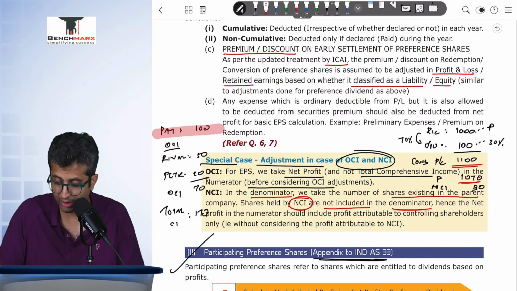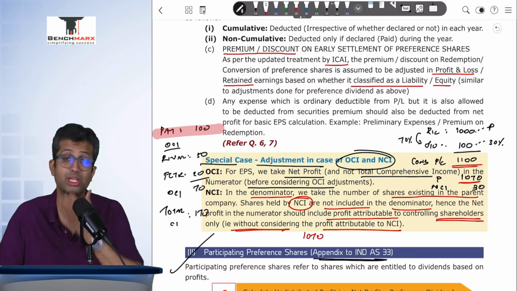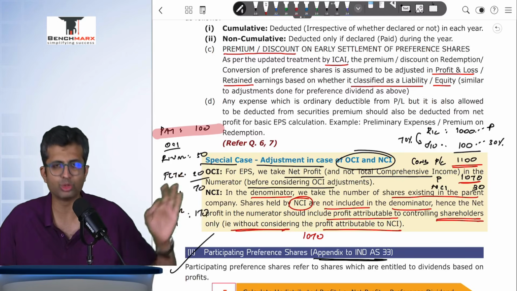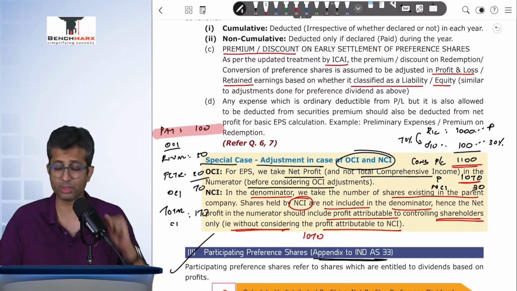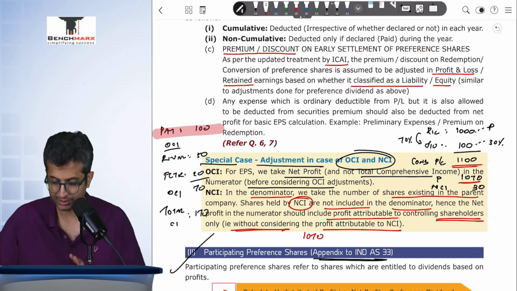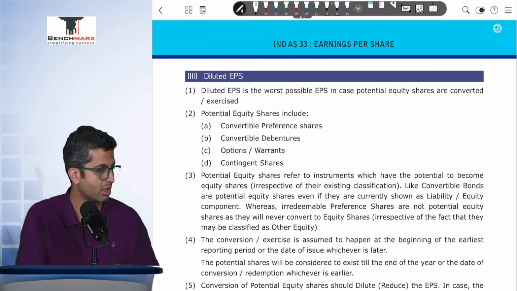Hence, the net profit should include profit attributable only to the shareholders of the parent, without considering the profit attributable to NCI, and hence 1070. In fact, if 1100 is given, from that you remove 30 and come to 1070. These are two very important things that you have to remember if a bigger question appears. And that takes care of the first part of the standard with the sums of basic EPS.